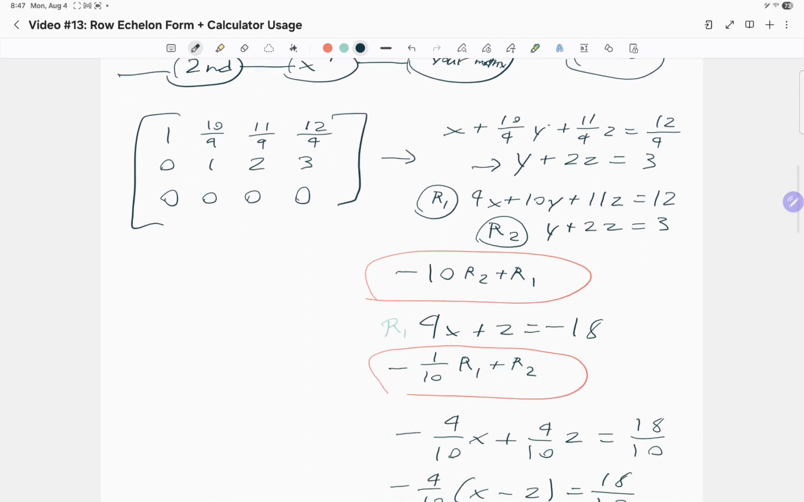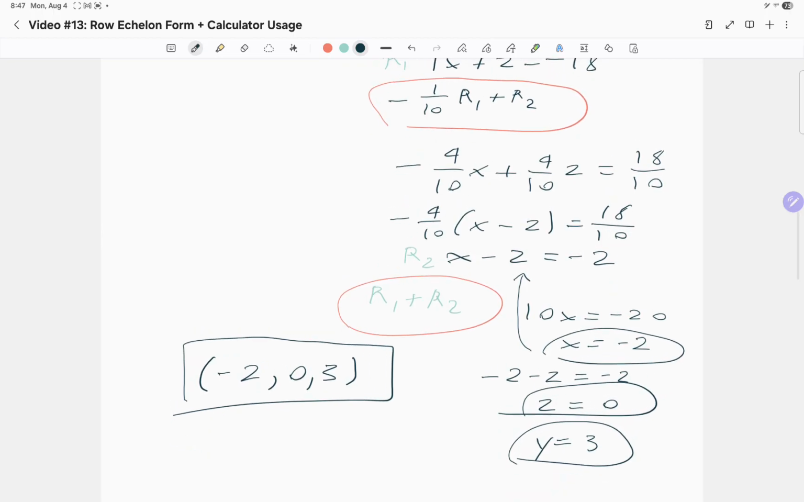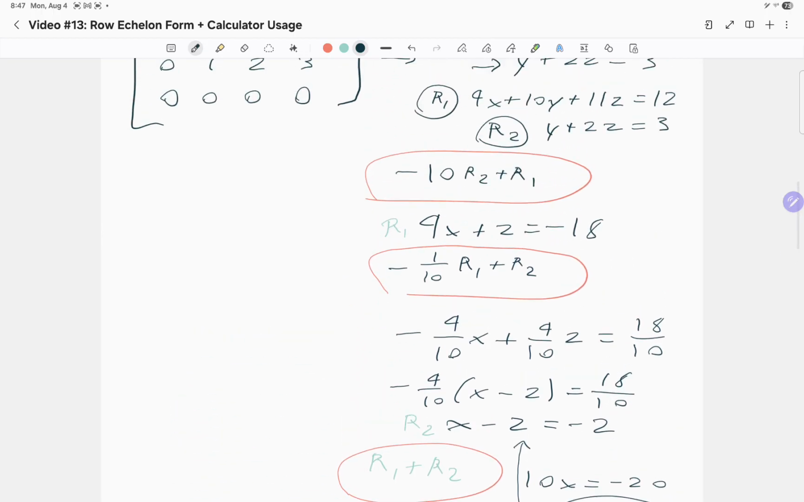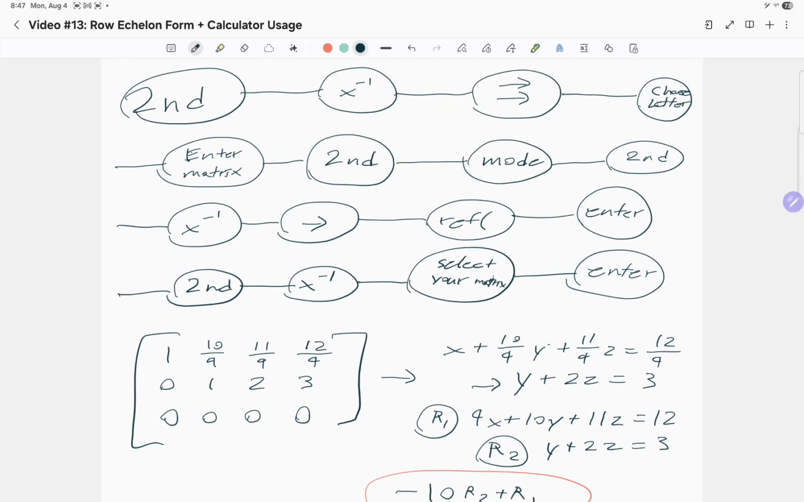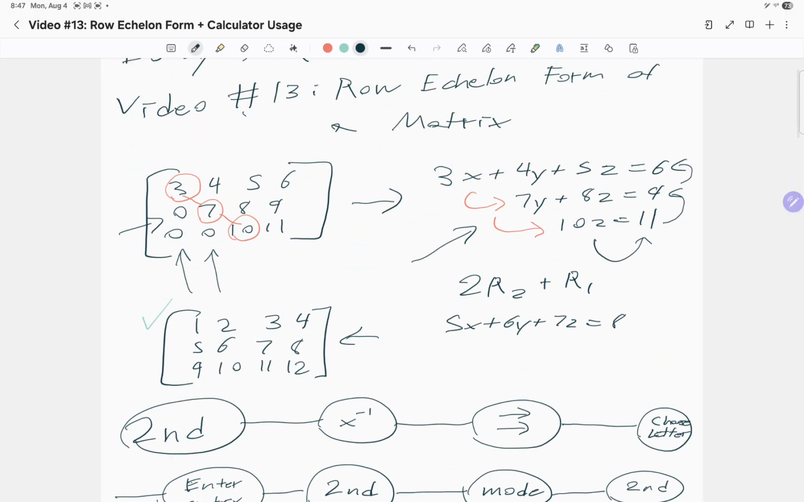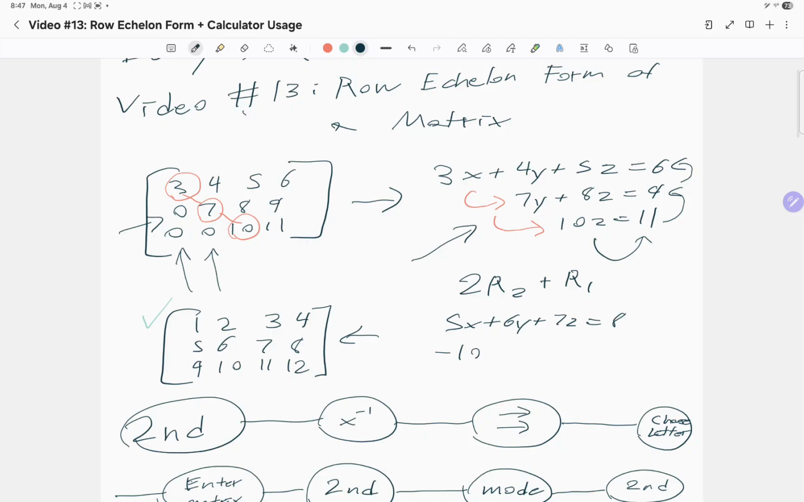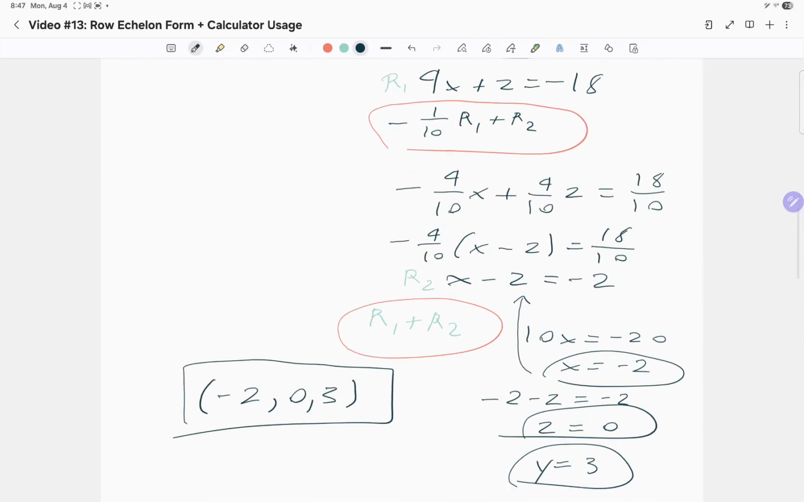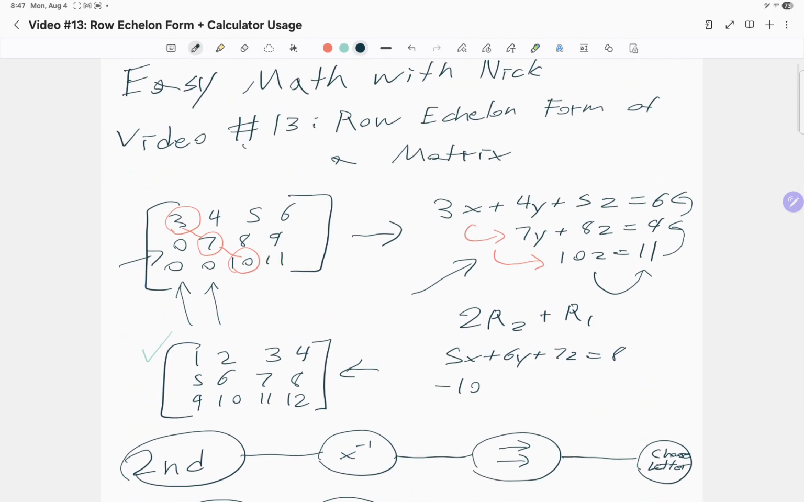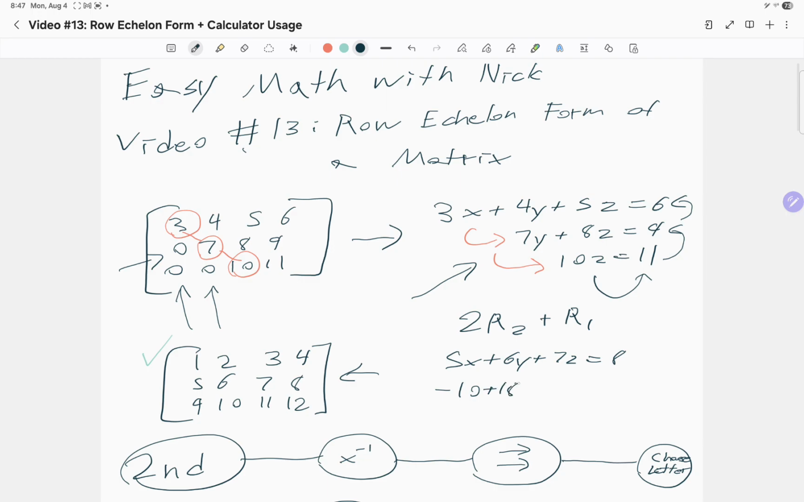Now we want to test this row. What was our x? Short-term memory. Negative 2, 3, 0. So negative 2 times 5, negative 10. Y was, I can't remember, it was 2 seconds ago. Plus 18 plus 0 does equal 8. So our row 2 is good. Check mark. Good job. Nice little happy star sticker.